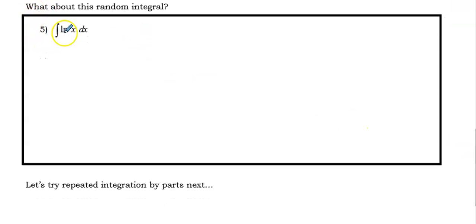All right, for example number 5, it says the natural log of x dx. Well, this is very interesting because students look at this and they don't actually see that this is integration by parts. But we actually have two functions here. We have the natural log of x, and we actually have dx here, 1 dx. So if we remember ILATE, then our u is going to be the log function, which is the natural log of x.